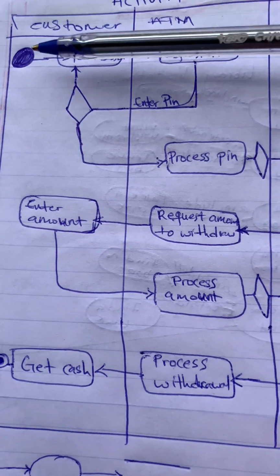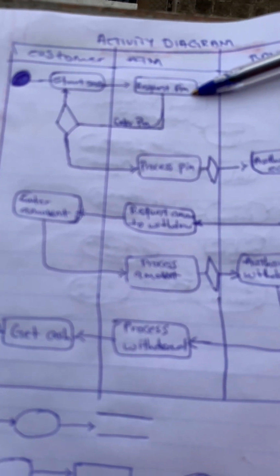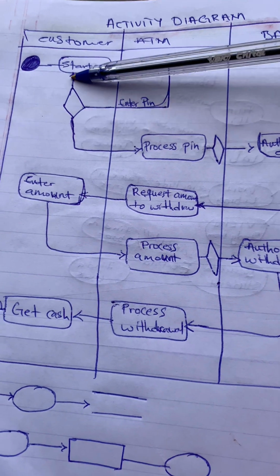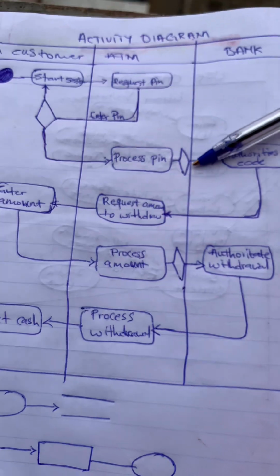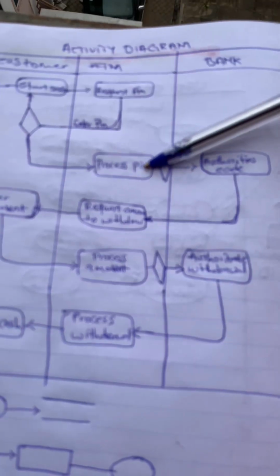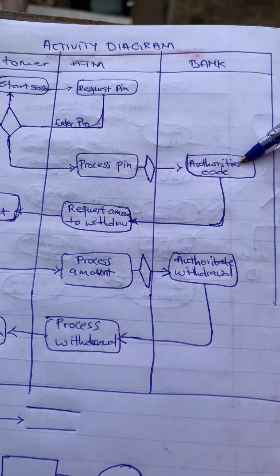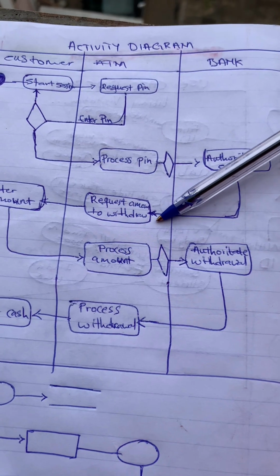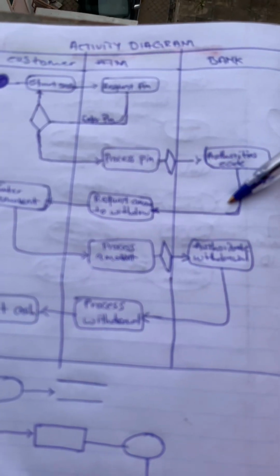So here the customer starts the session, and then the ATM requests a PIN, and then the customer decides to provide or enter the PIN. So a decision has been made here to enter the PIN. Then the PIN is processed by the ATM, and the ATM decides to send it to the bank to authorize the PIN code, and then the bank transfers it back to the ATM.